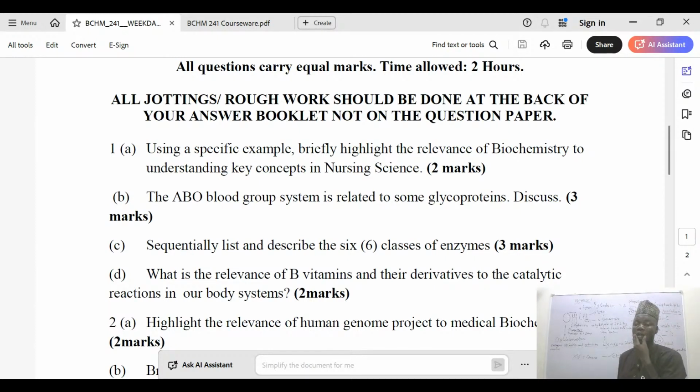So now, I think we now finish with listing and describing. So the next thing that we are going to look at is what is the relevance of B vitamins and their derivatives for catalytic reaction in our body systems.